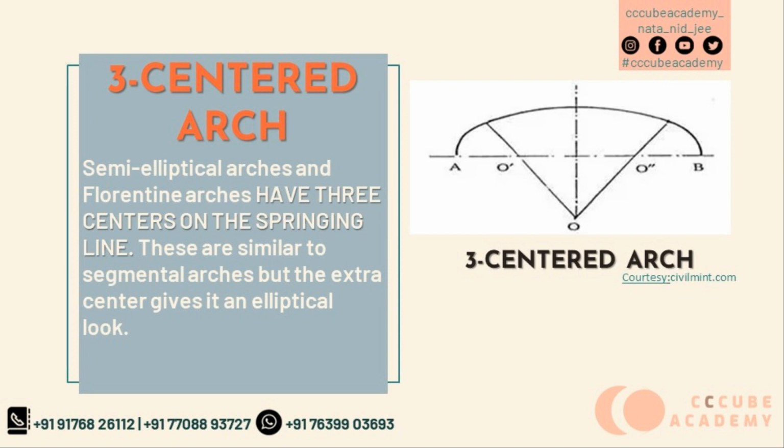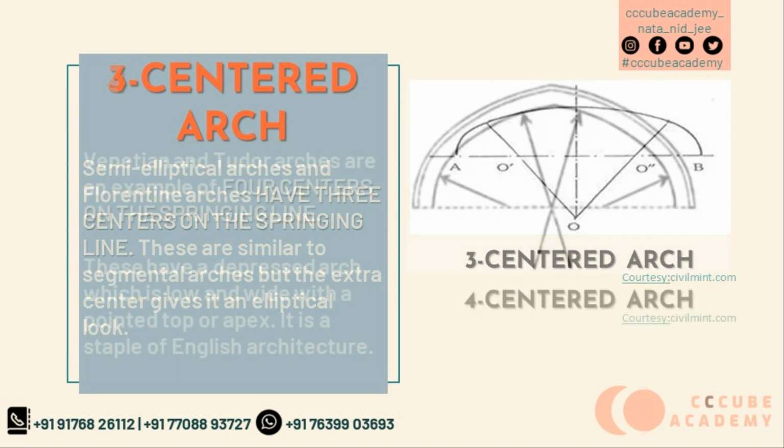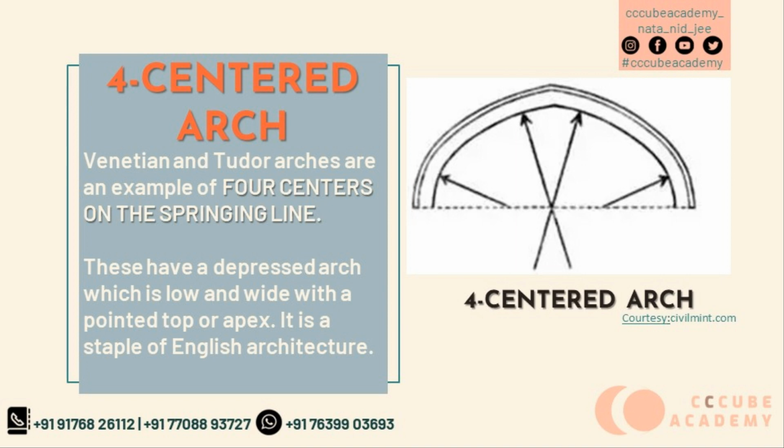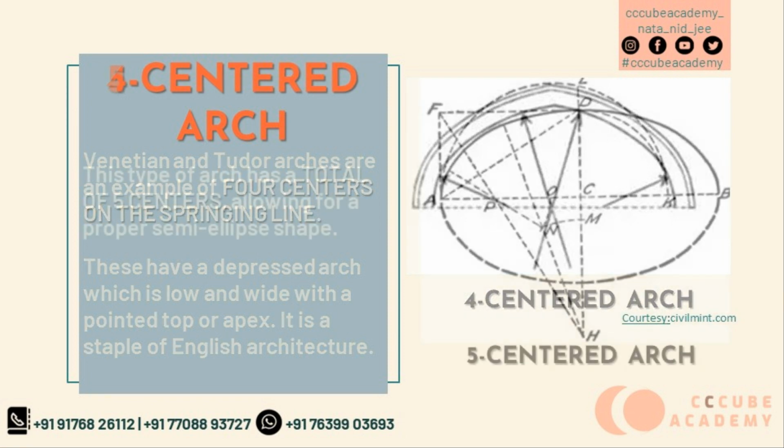Three-centered arch. Semi-elliptical arches and Florentine arches have three centers on the springing line. These are similar to segmental arches, but the extra center gives it an elliptical look. Four-centered arch. Venetian and Tudor arches are an example of four centers on the springing line. These have a depressed arch which is low and wide with a pointed top or apex.